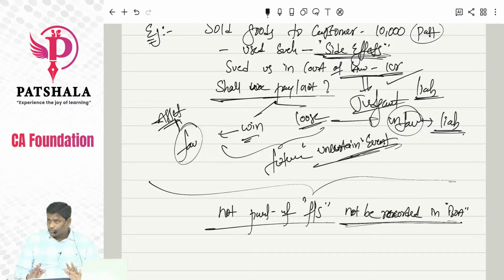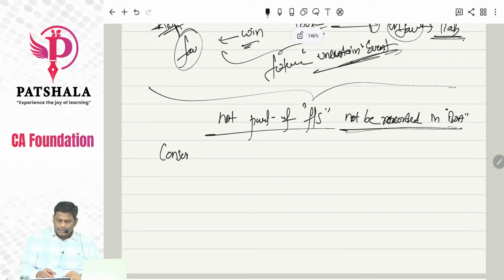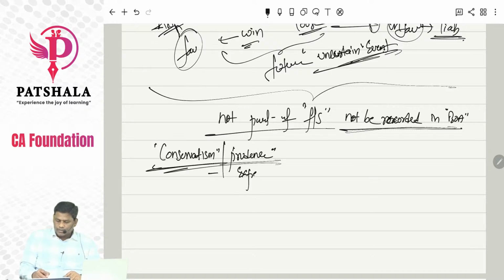Am I clear? But we learned one principle called conservatism, right? What will that conservatism or prudence principle tell you? Expect all possible losses and ignore all possible gains.